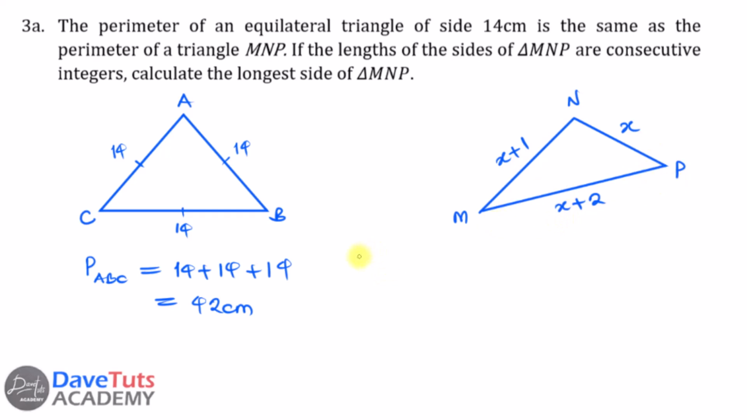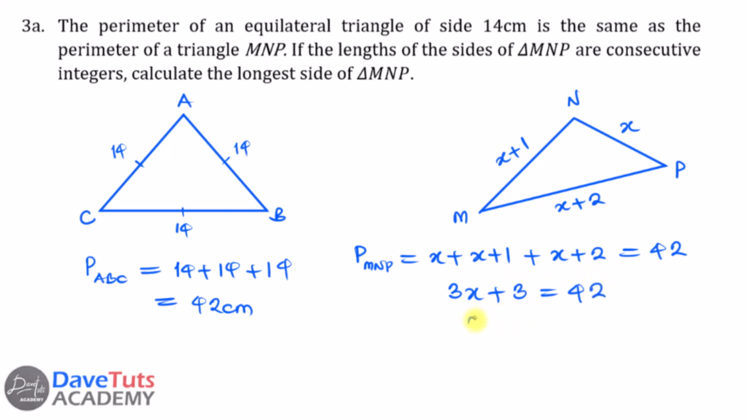So now if you want to look at the perimeter of triangle MNP, we just need to sum all the sides. That will be x, plus the second side, x plus 1, plus the third side, x plus 2. We are told that the perimeter of these two triangles are equal. So that means the sum of all this is 42. So if we collect like terms, x is featuring in 3 places. We have 3x plus 1 plus 2, that is 3, is equal to 42.